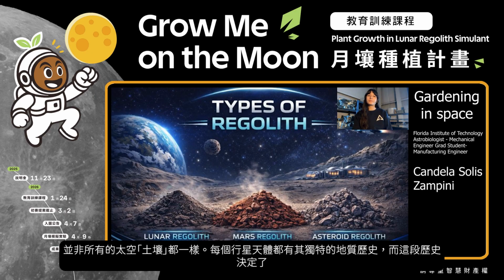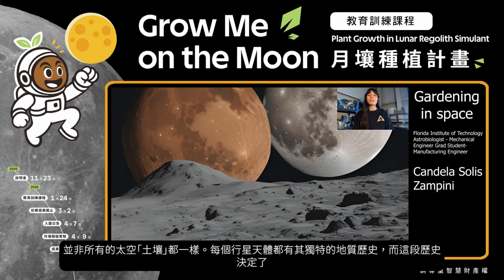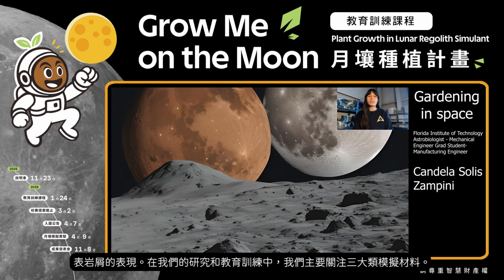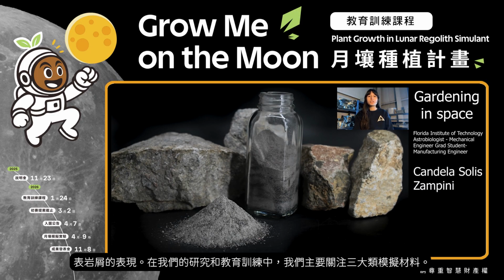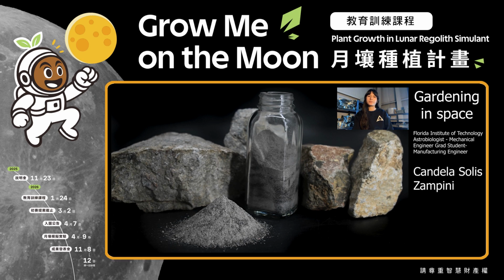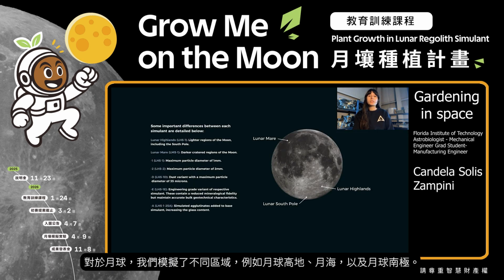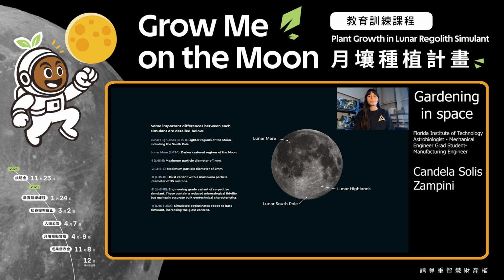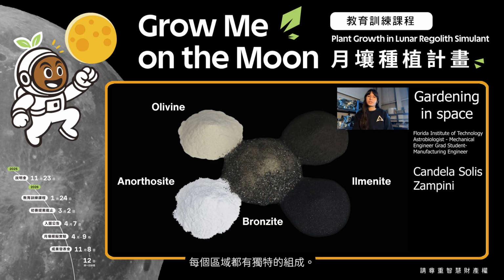Types of simulant. Not all space dirt is the same. Each planetary body has a unique geological history, and that history shapes how regolith behaves. In our research and workshops, we focus on three primary categories of simulants. For the Moon, we simulate different regions such as the lunar highlands, the lunar mare, and the lunar South Pole. Each has a distinct composition.